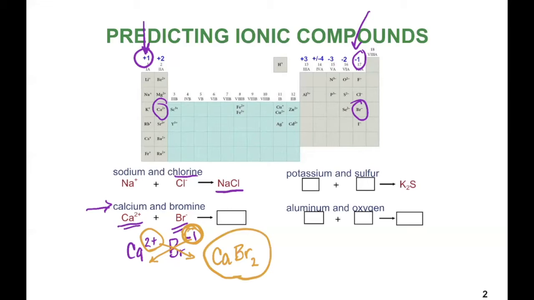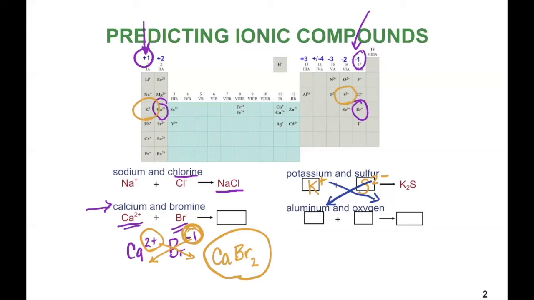Now let's try potassium and sulfur. Where is potassium on the periodic table? Potassium is right here. So that is going to be K+. And where is sulfur on the periodic table? That is shown right here. So that is going to be S2-. So if we do the crisscross, we do K2S1, or we don't write the 1. So it becomes K2S.